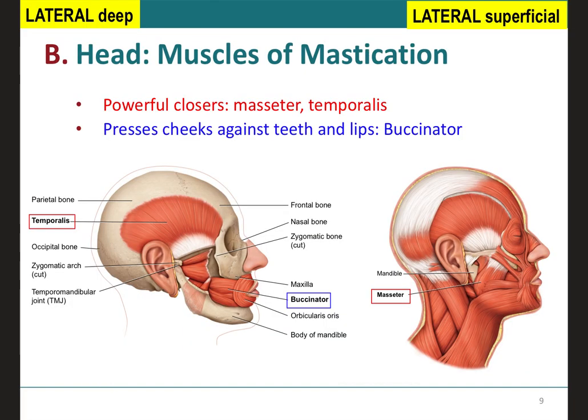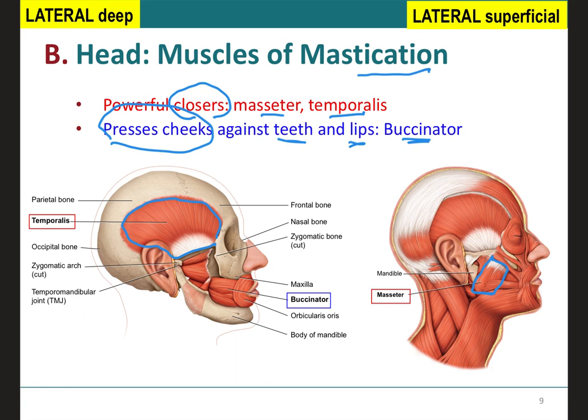Moving on, we have very powerful muscles that will help with mastication. There are two muscles that will help to close your mouth, which are the masseter and the temporalis. We can see the temporalis will be located right over here on the temporal bone, and the masseter is this big, powerful muscle right over here, located laterally. And the buccinator will also be important for mastication because it will have a function on the cheeks, and therefore it compresses the cheeks against the teeth and the lips, and this will help to break up the food.